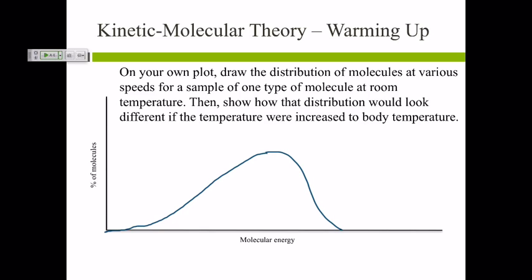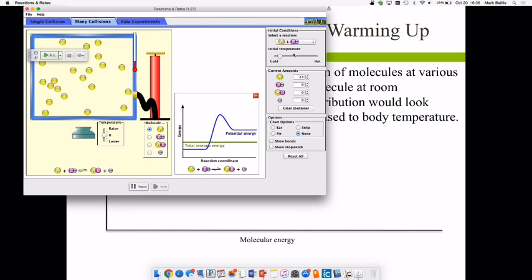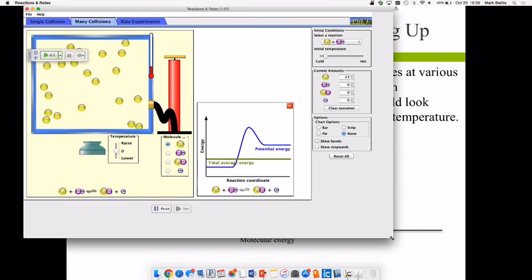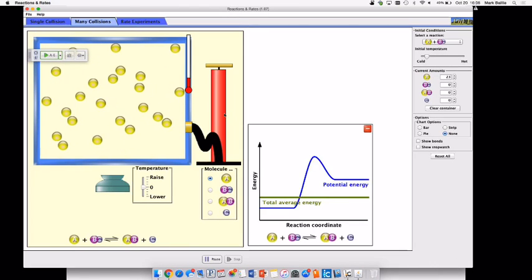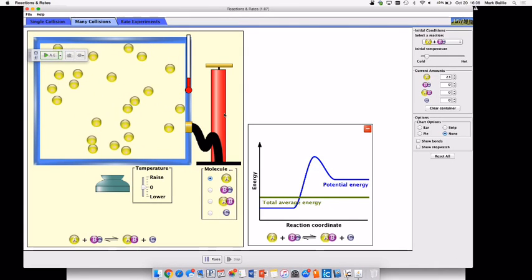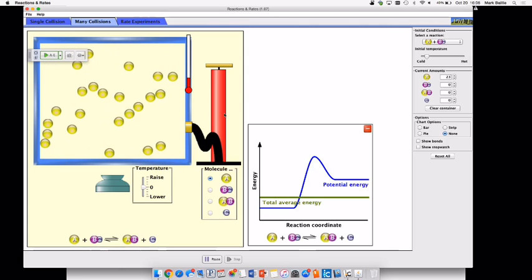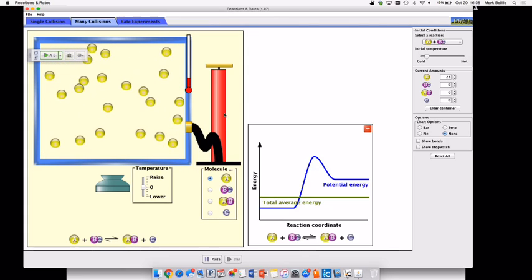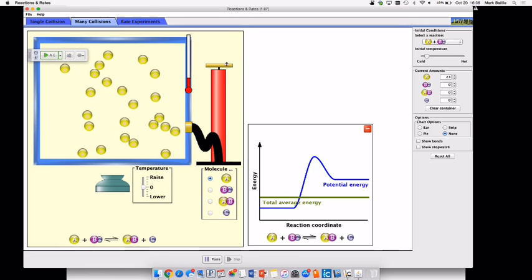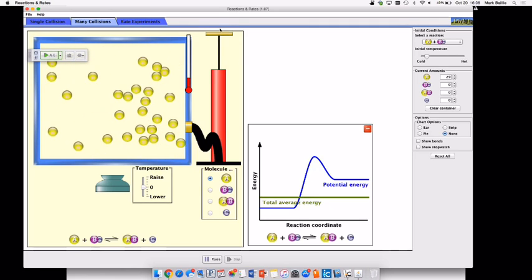And so let me show you guys a little example here. We have this little cute JavaScript that we can play with. It's linked to the slides. What I have here is a sample of gases. And we can add more gases if we want. What do you guys notice about the relative speed of all the particles? Let's add some more.